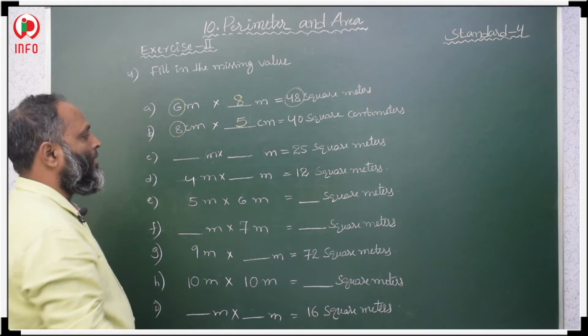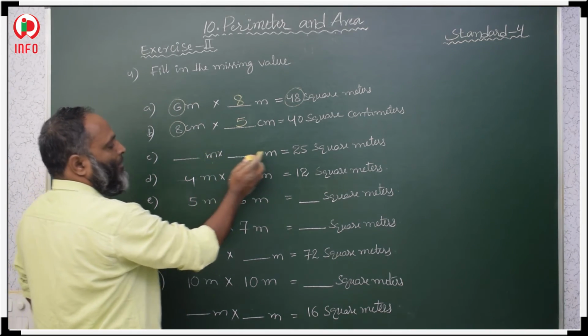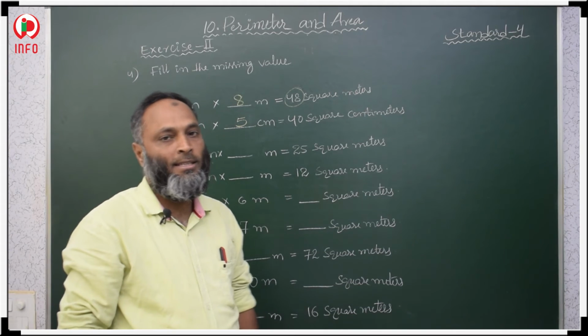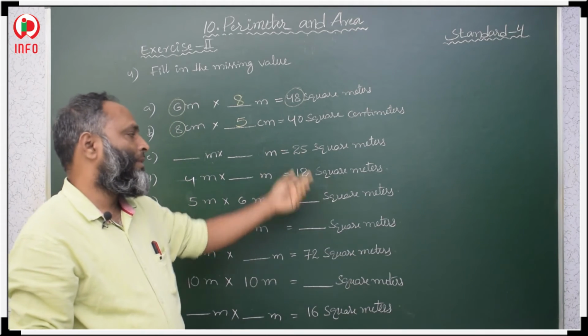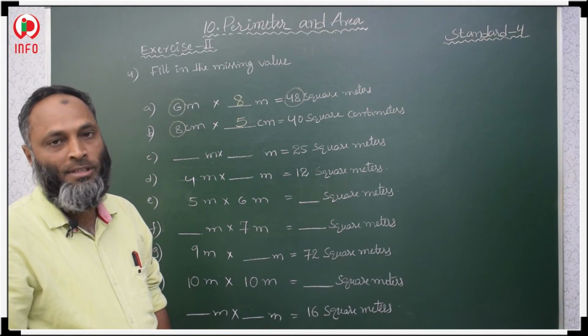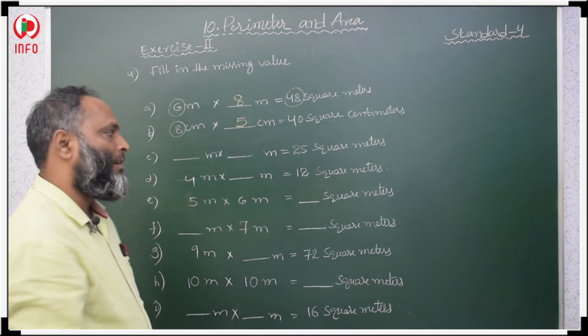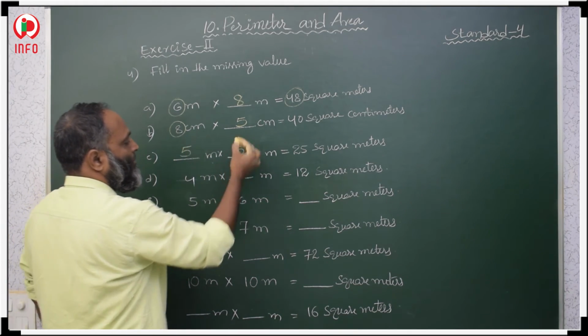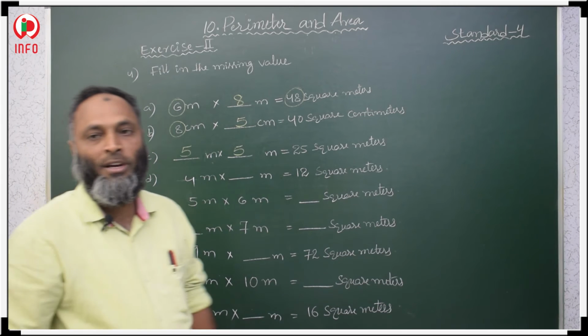Now here meters and here meters, length and breadth we should find. Here the area is given, area is 25, means 25 factors we should take. 25 ones are, 1 25s are, 5 5s are, anyone we can take. 5 5s are 5 meters into 5 meters, 25 square meters.